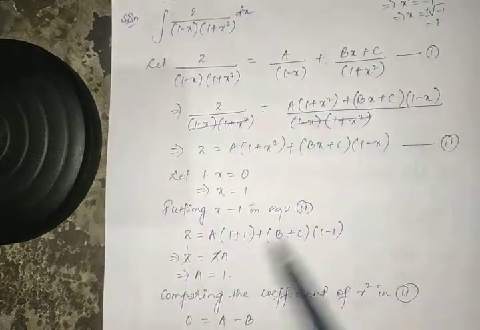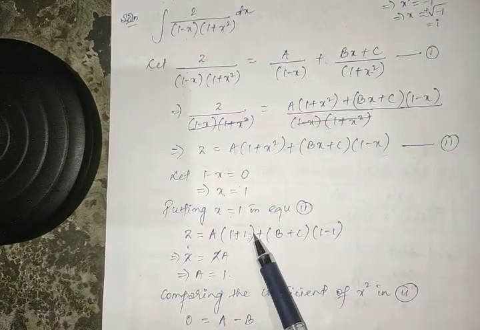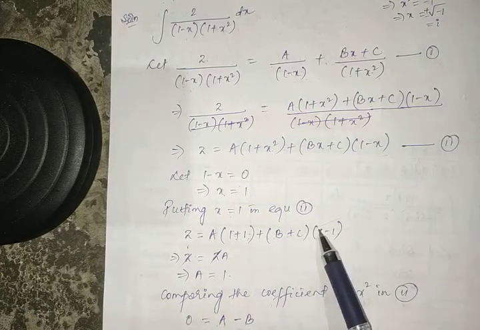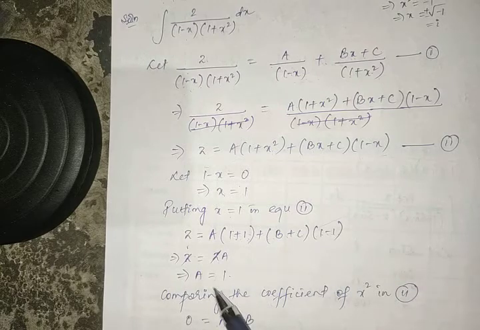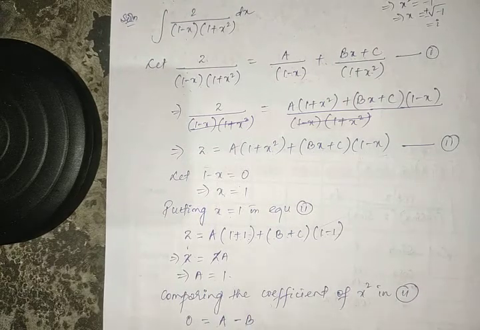So we'll get 2 equal to 1 plus 1 is 2, so 2 into a will be 2a, and this part will be 0, because 1 minus 1 is 0, so 0 into (b plus c) will be 0. So we got the value of a, that is equal to 1. Now we have to find the value of b and c also. How to find that? We have to compare the coefficients.